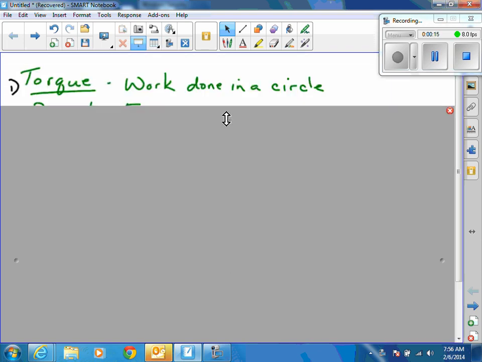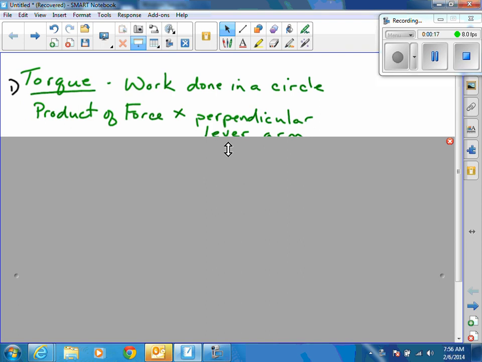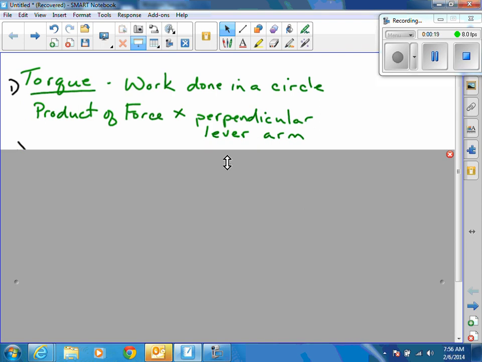Jessica, Vanessa, if you don't mind, give me the definition of torque. Very good. It's the work done in a circle, otherwise known as the product of the force times the perpendicular lever arm. Anybody watching the podcast right now, feel free to stop this at any time, because I'm going to fly right along here so we don't take up so much memory, and go ahead and write down the definitions.